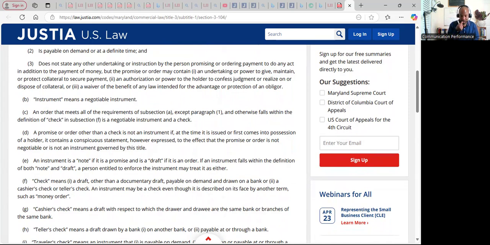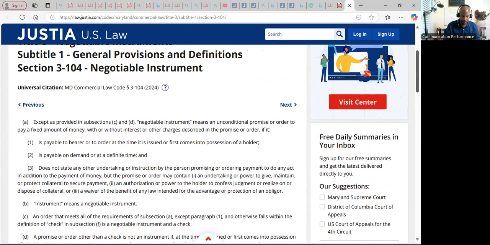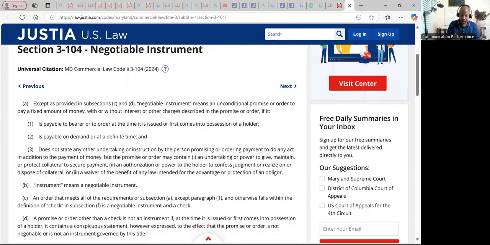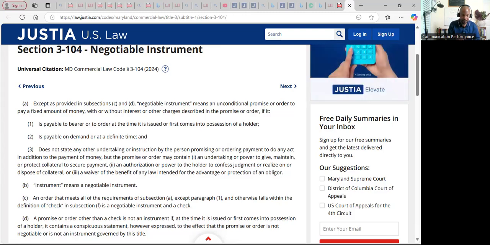and you can just reference that number or section in your state code. Okay, so let's take a look at the definition of instrument. So here we have a definition of a negotiable instrument, which means an unconditional promise or order to pay a fixed amount of money.